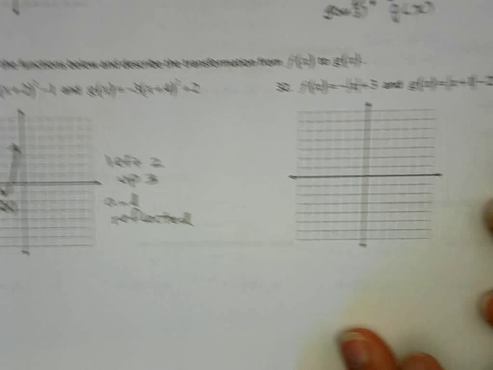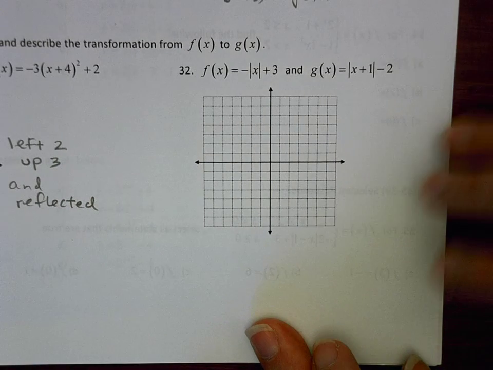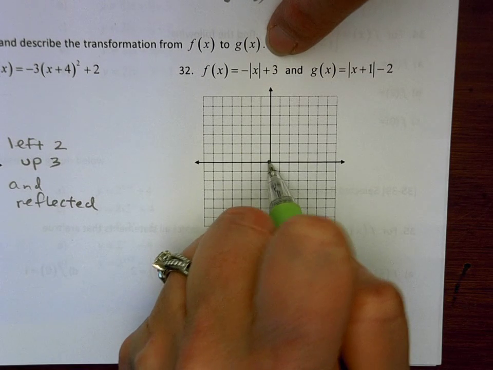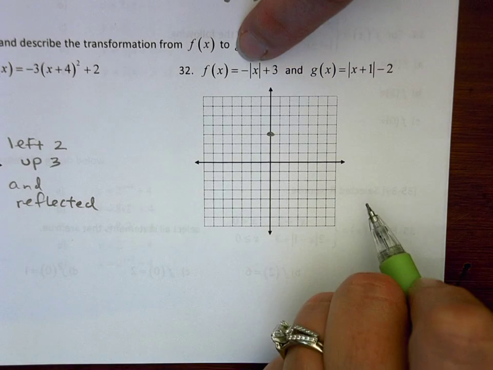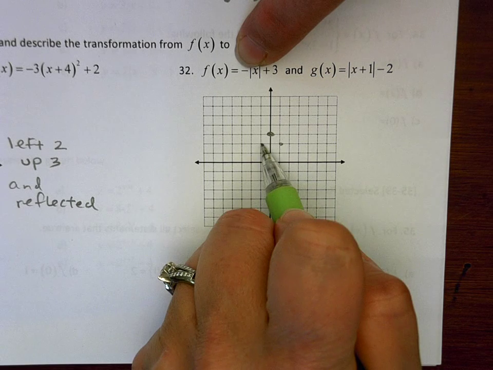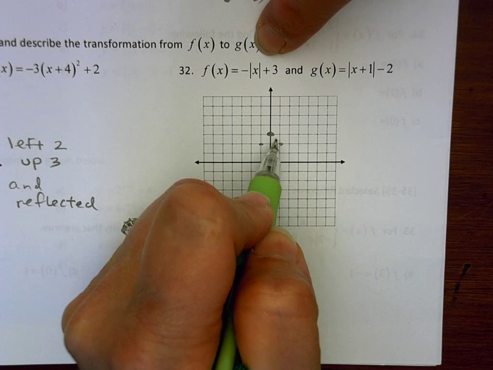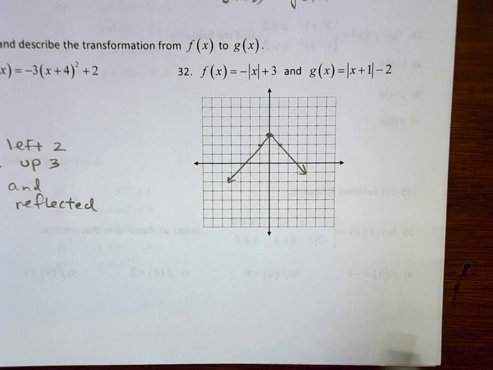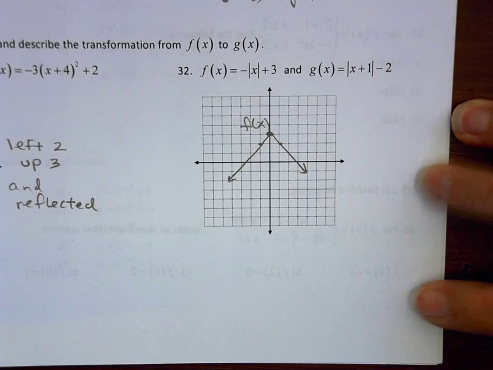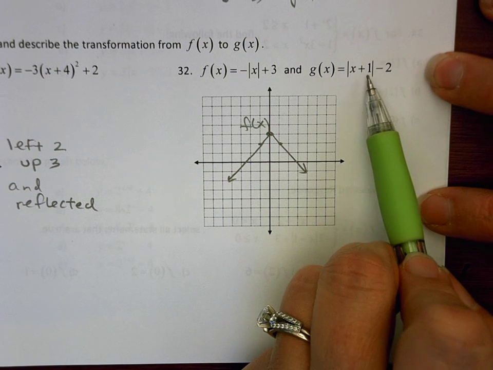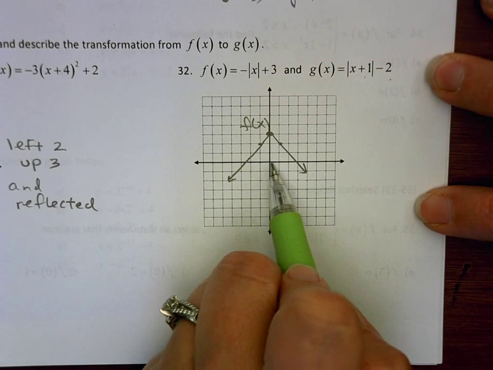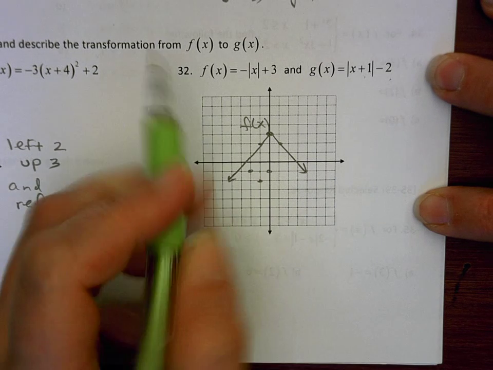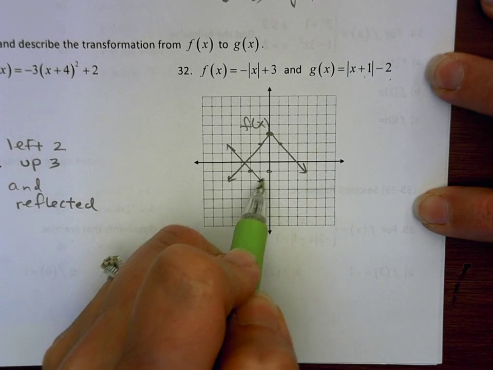And next one. So my start here is at 0 because there's nothing in here, and 3. I have a slope of -1, so down 1 over 1, down 1 over 1. It's an absolute value graph. And then I'm going to label that, so that's f of x, and now do g of x. So my start is -1, -2, and my slope is 1, so up 1 over 1. And there's g of x.